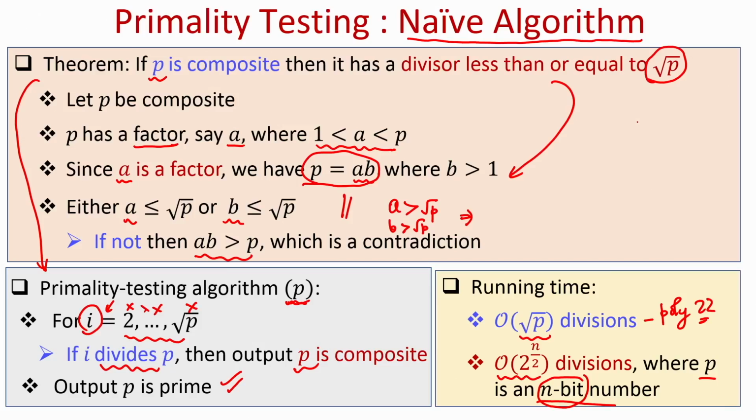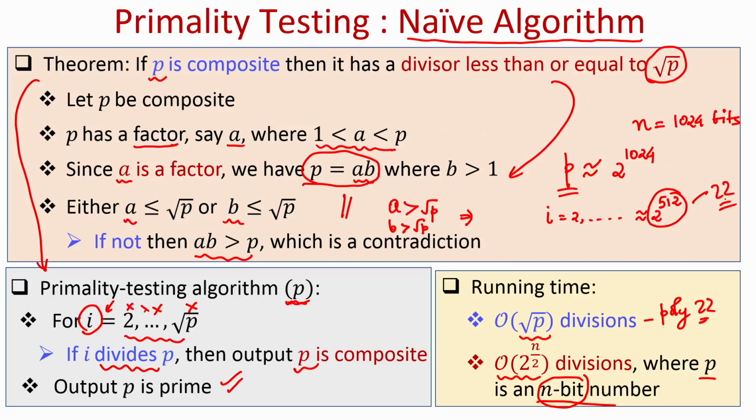exponential in the number of bits that you need to represent your value p. Again, take the case when n is equal to say 1024 bits, and say your p is as large as a 2 to the power 1024 number. Then the square root is of the order of 2 to the power 512. That means you will be performing 2 to the power 512 divisions to check whether a given 1024 bit number p is prime or not, and this is an enormously large quantity. So, this is not a polynomial time algorithm.